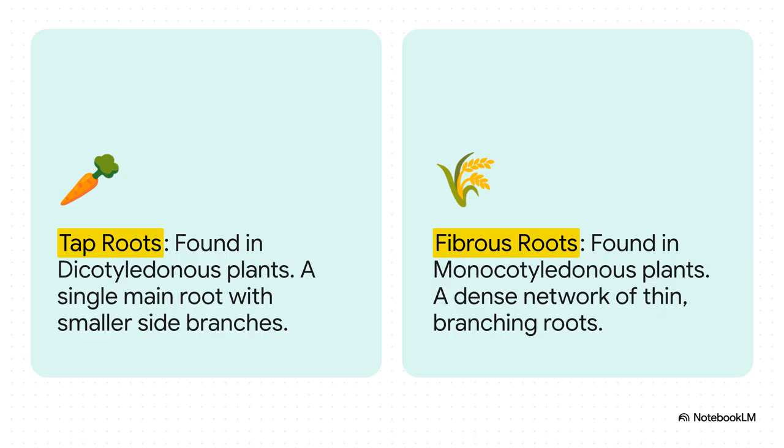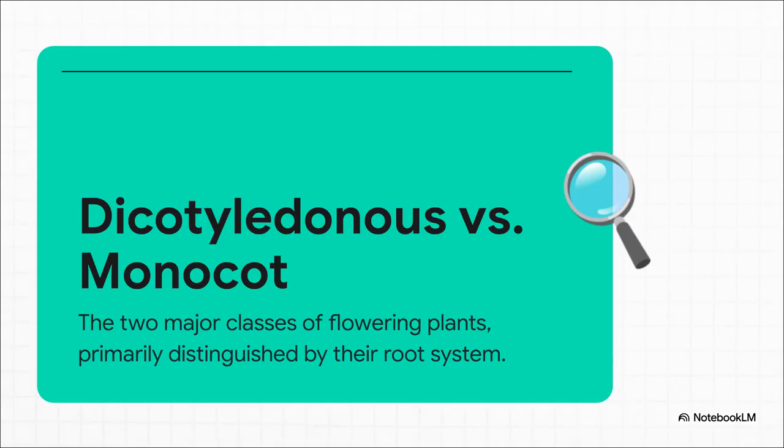And on the right, you've got the fibrous root system, which is more like a tangled mat of thin roots, kind of like what you find on a clump of grass. Now, this isn't just a random difference. It's a huge clue that helps us figure out what kind of plant we're looking at. And that brings us to these two really important and, kind of long words, dicotyledonous and monocotyledonous. But don't worry, we can just call them dicots and monocots.